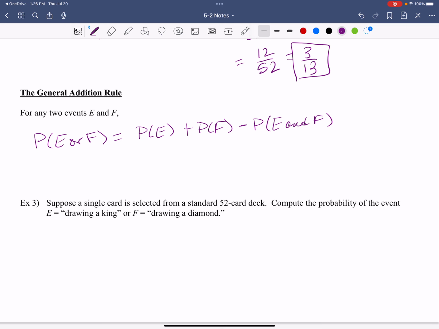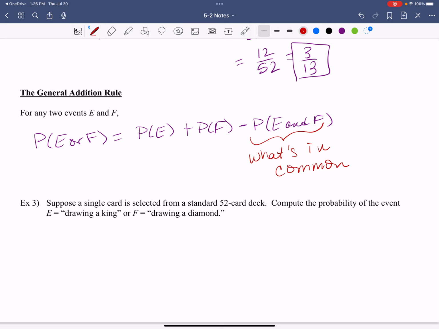This part right here stands for what's in common. Because you cannot put those together twice, right? You're not counting for something twice. If something can be represented by both events, E and F, it's what's in common between the two, then you have to subtract it off because you can't count it twice. That's the whole moral of the story. This way we don't count that twice.